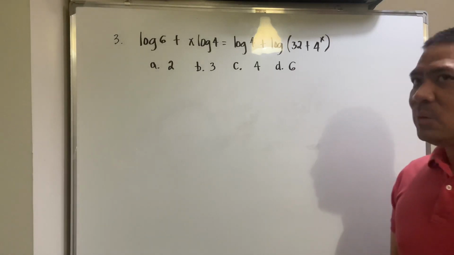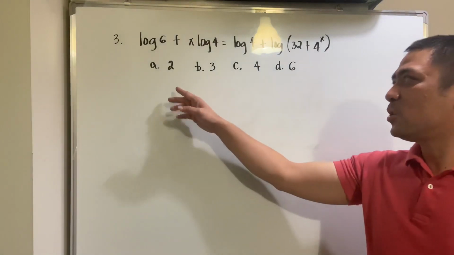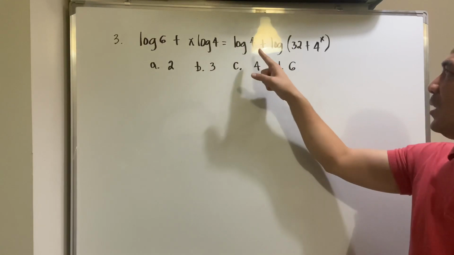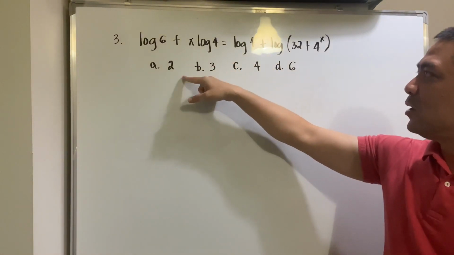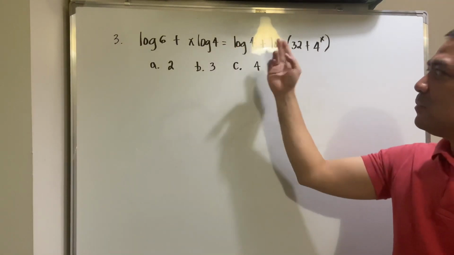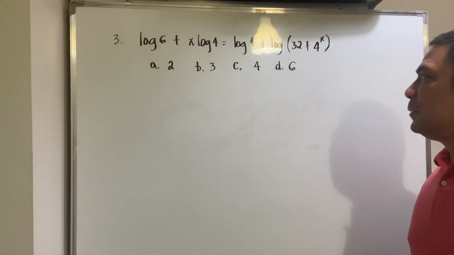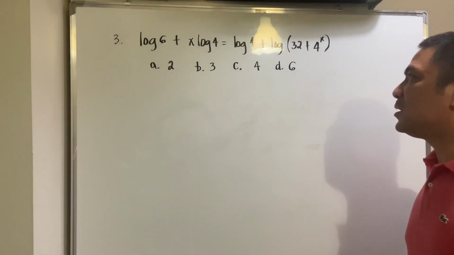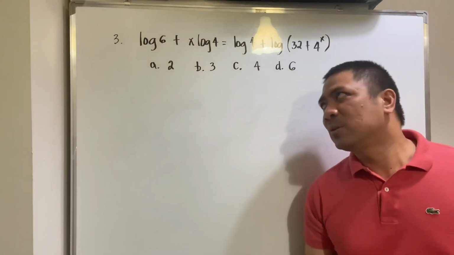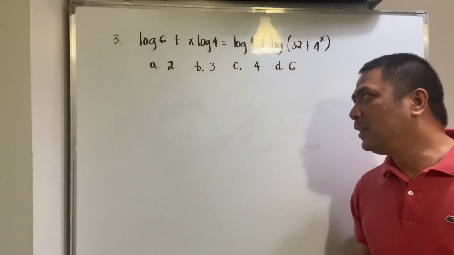One of the ways to solve this problem is by substitution. You just have to plug in the choices in this given equation to substitute x here, and then the right side of the equation must be equal to the left side of the equation. So that's another approach. But I chose this problem just to refresh the rules of logarithms also.